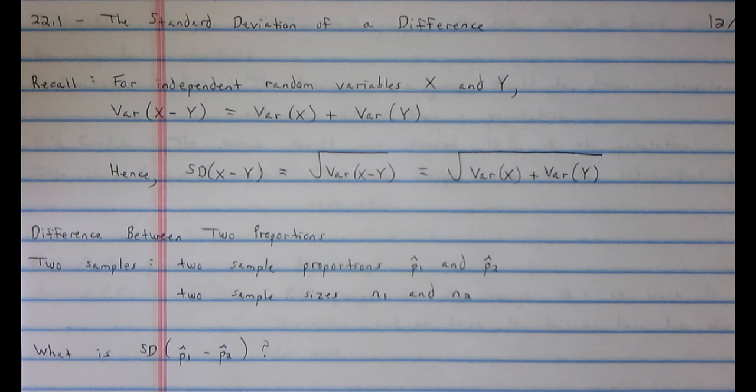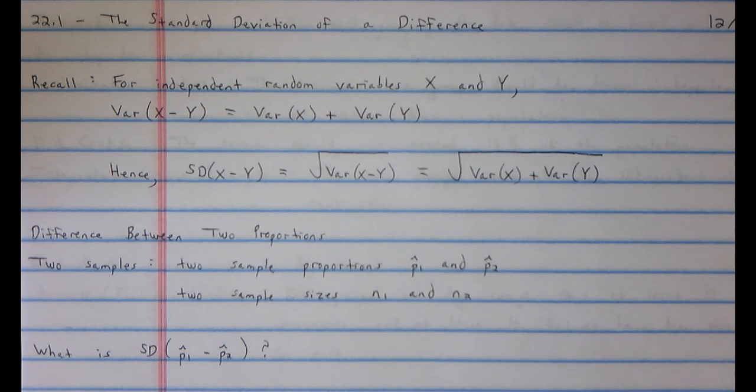Recall, for independent random variables x and y, the variance of the difference x minus y is equal to the sum of the variances, the variance of x plus the variance of y. So the variation increases even for the difference of two random quantities. This means the standard deviation of x minus y is the square root of the variance of x plus the variance of y.